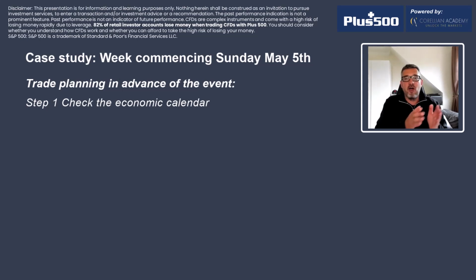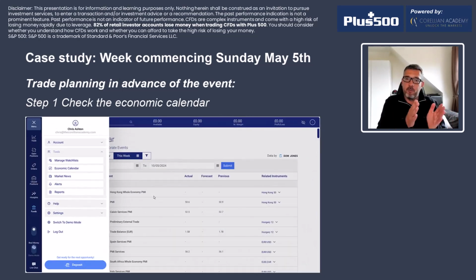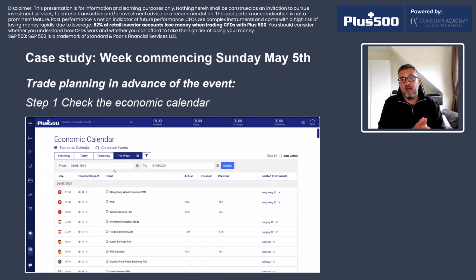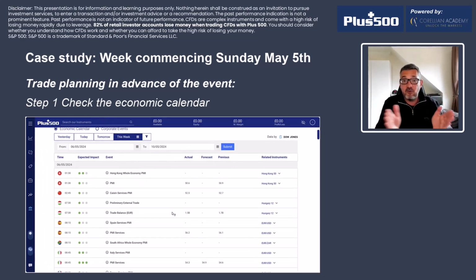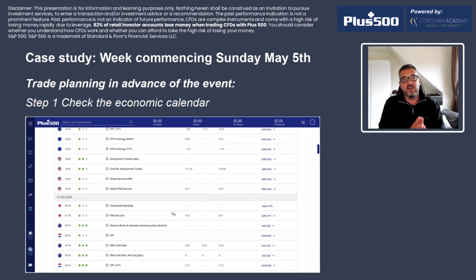So step one, I need to check the economic calendar to highlight any events that may impact the direction of gold in the week ahead. To access the economic calendar on your Plus500 platform, click Menu, Tools, Economic Calendar, and there, as you can see, the economic data for any given day and/or key central bank meetings are listed for you.